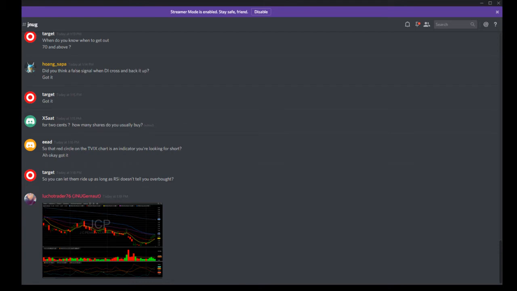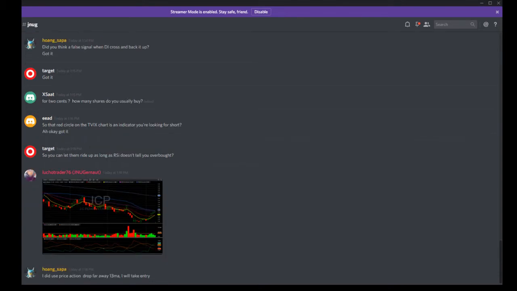So look at that JCP daily chart. Do you see the DI cross? Beautiful. Just beautiful. Yeah, absolutely target. So I'm definitely always paying attention to what the RSI is saying. Always paying attention to what the RSI is telling me.